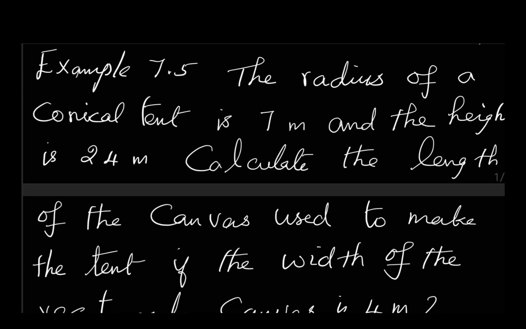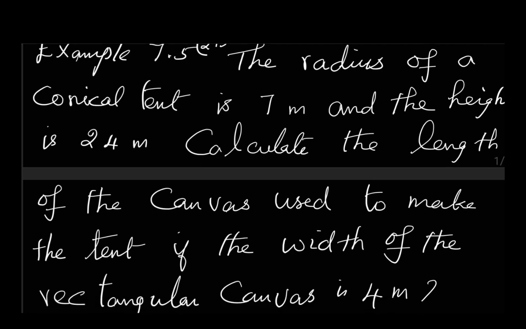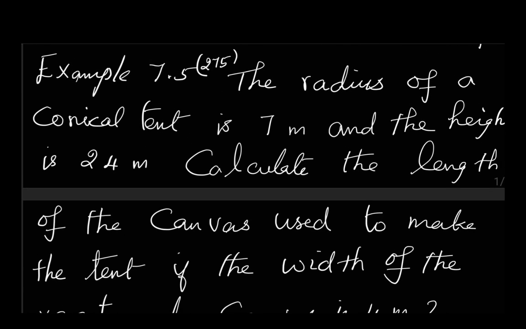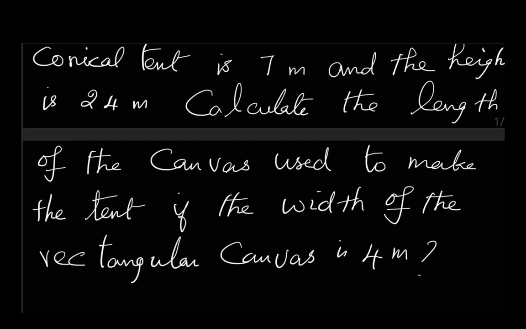Example 7.5, on page 275. The radius of a conical tent is 7 meter and the height is 24 meter. Calculate the length of the canvas used to make the tent if the width of the rectangular canvas is 4 meter. We have the canvas sheet here, just like cloth. With the cloth, we make the cone-shaped tent.